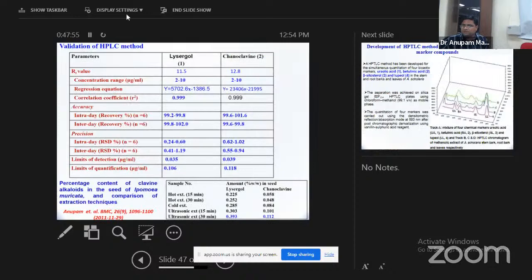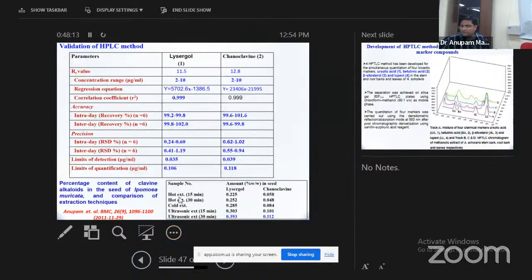These are some of the parameters: RF value, concentration, regression, correlation coefficient, accuracy, precision, limit of detection and limit of quantification. As per the ICH guideline, we have taken care of all parameters. This is the quantitative estimation of lysosol.